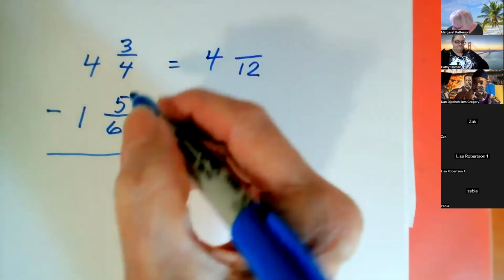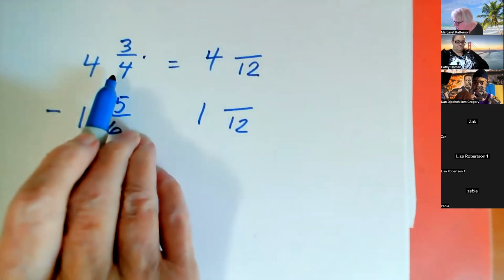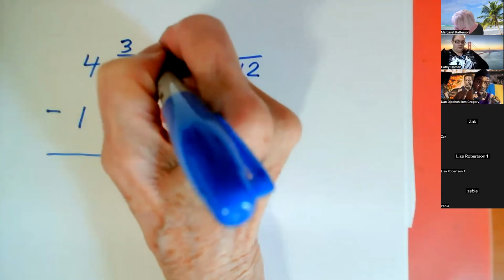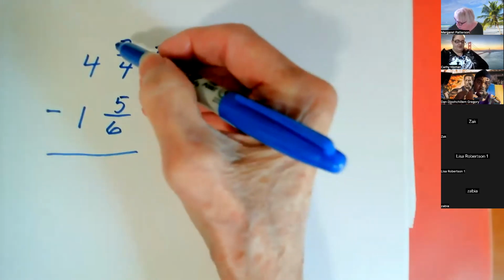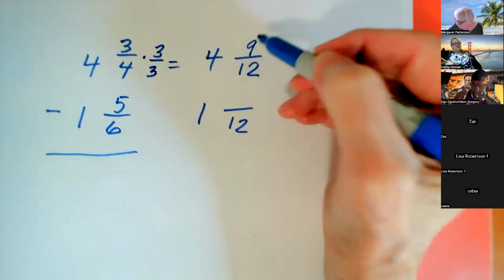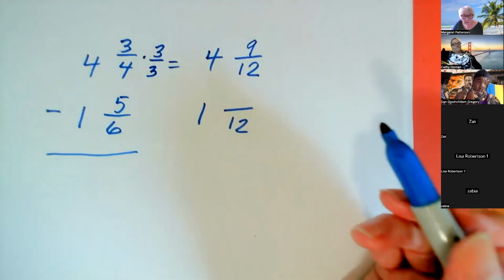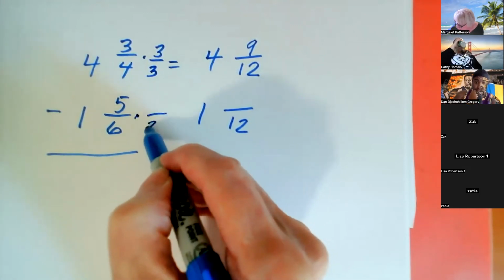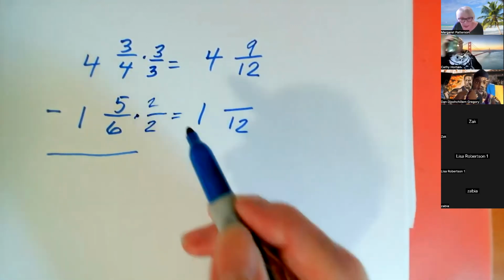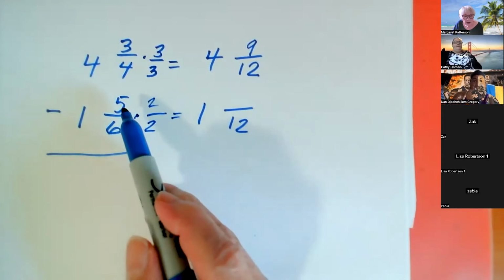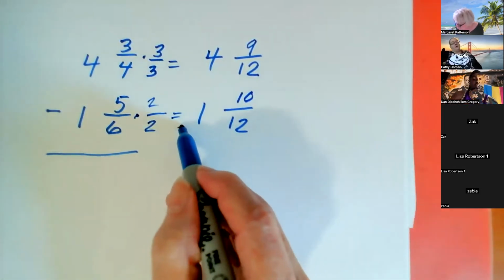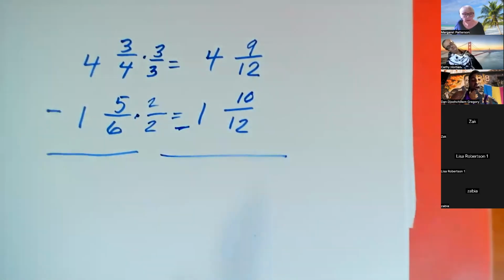Okay, so this one, the 4 gets into 12, needs a 3. 3 times 3 is 9. Okay, the 6 wants to be 12. I could see what was going to happen here. 5 times 2 is 10. The unfortunate thing is a subtract.